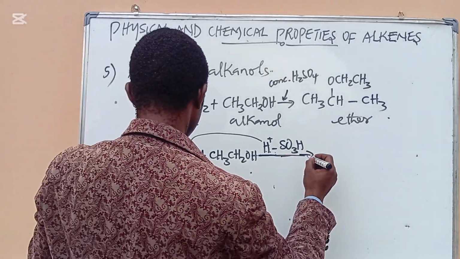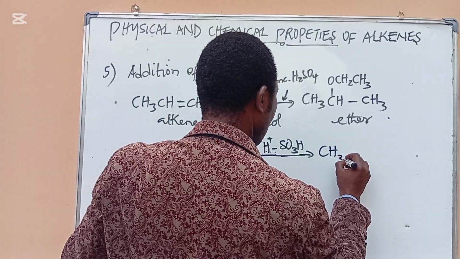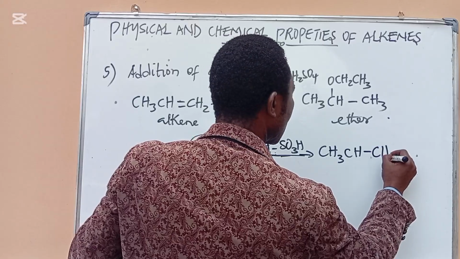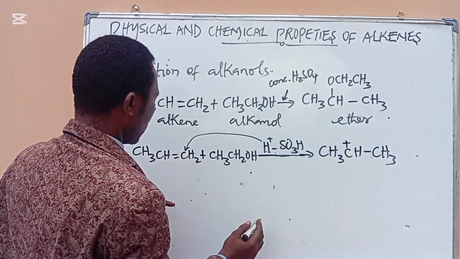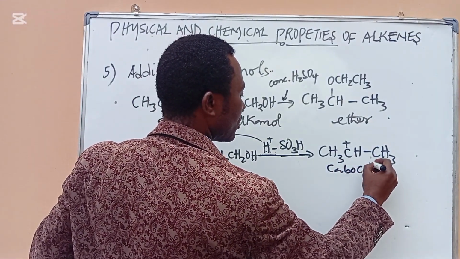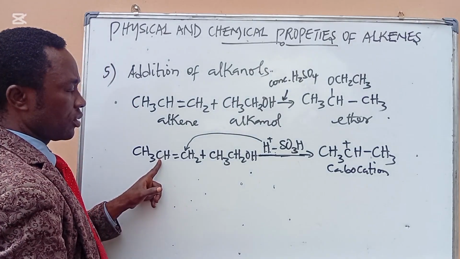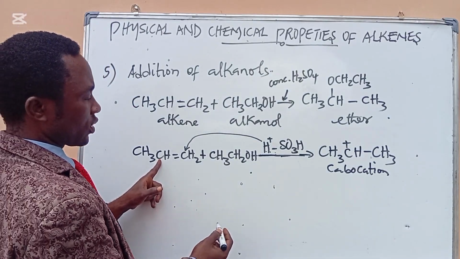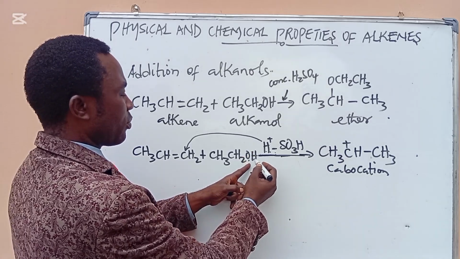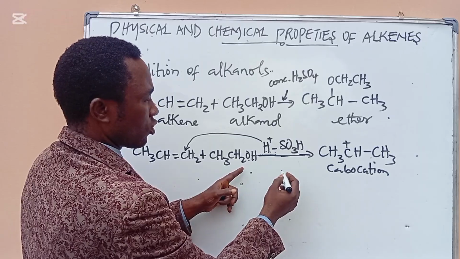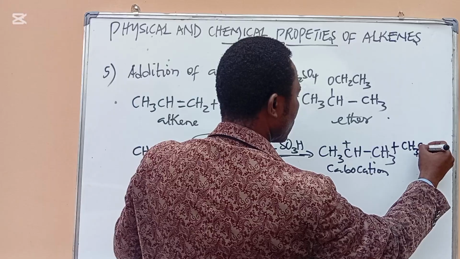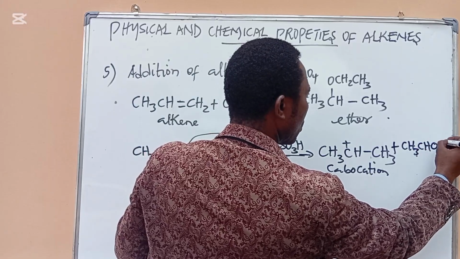So what we will now have is CH3 CH CH3, and you see that this carbon atom will carry a positive charge, so that this becomes a carbocation. Then what happens next is that the O here will be picked by this carbocation. Remember, it is a plus, CH3 CH plus, and the alcohol CH3CH2OH.